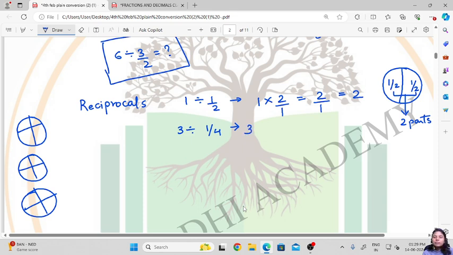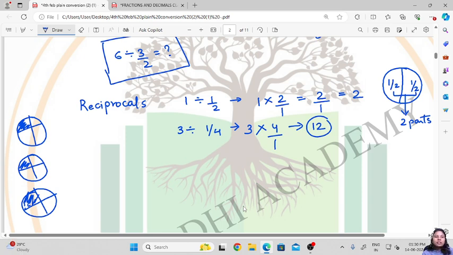So 3 divided by 1 by 4. Here 1 by 4 means one part is shaded out of 4 parts. So there are 3 parts shaded in total, each 1 by 4 of a single circle. Then we take the reciprocal and get 4 by 1. So this gives us 4 threes are 12. This 12 tells us there are 12 parts over here.